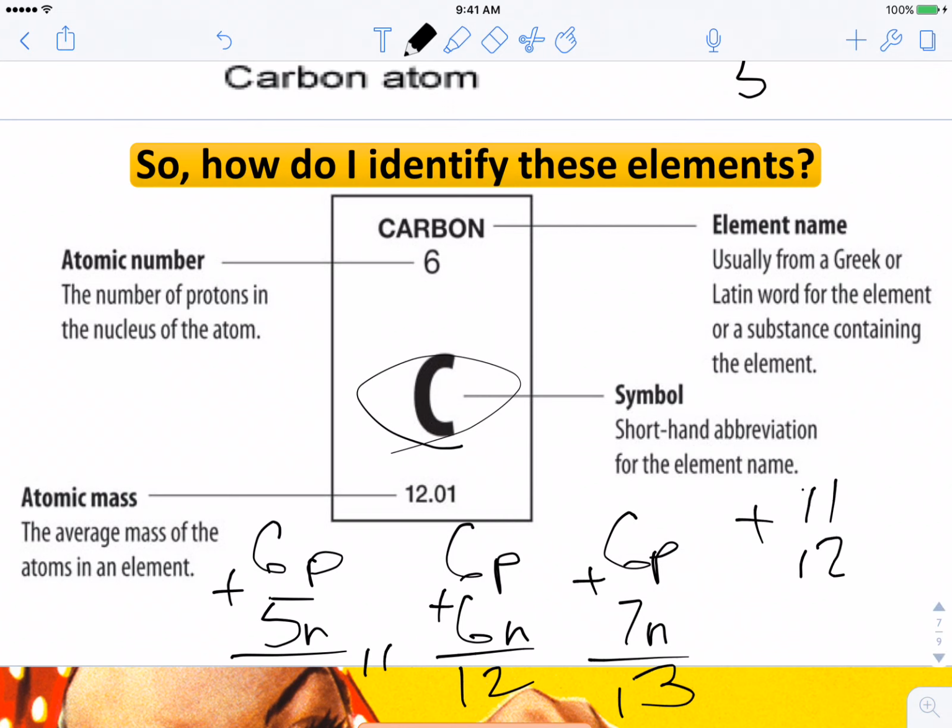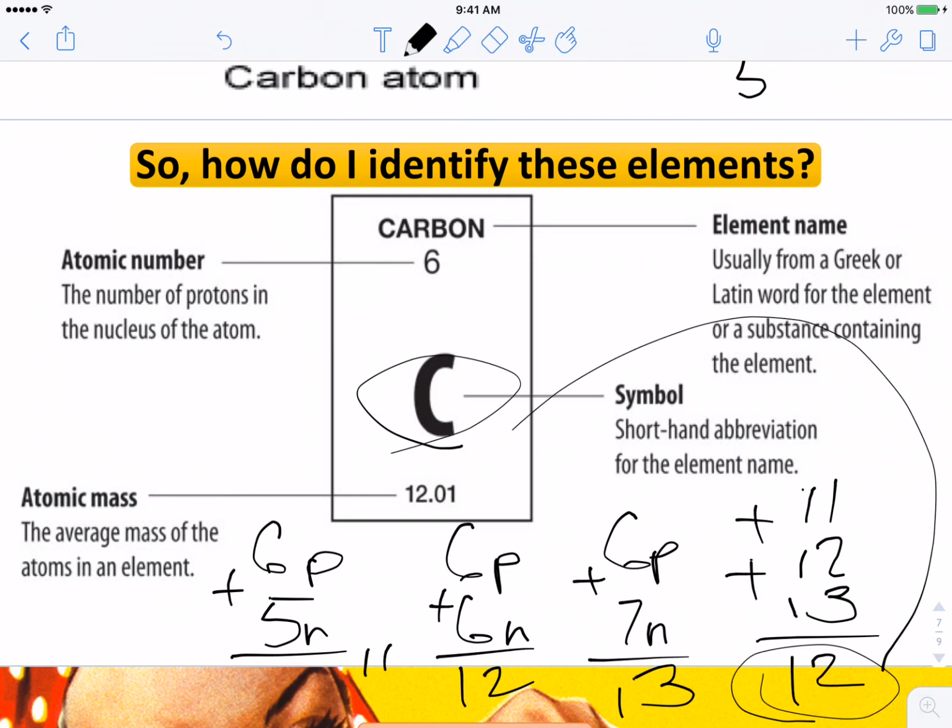11 plus 12 plus 13 is equal to what? 11 plus 12 would be 23, plus 13 would be 36. 36 divided by 3 is 12. Okay? So the average is our average mass. The atomic number is the number of protons. Número de los protones. The symbol would be an abbreviation, okay? One letter of the word, so we choose the first C. The element name would be carbon.